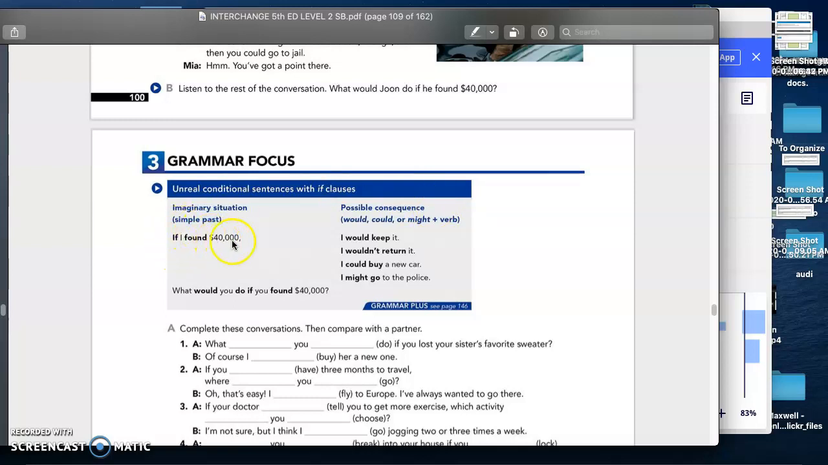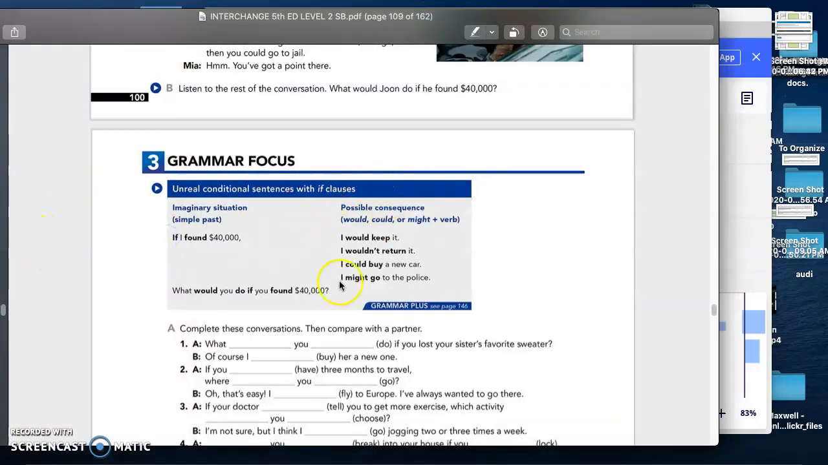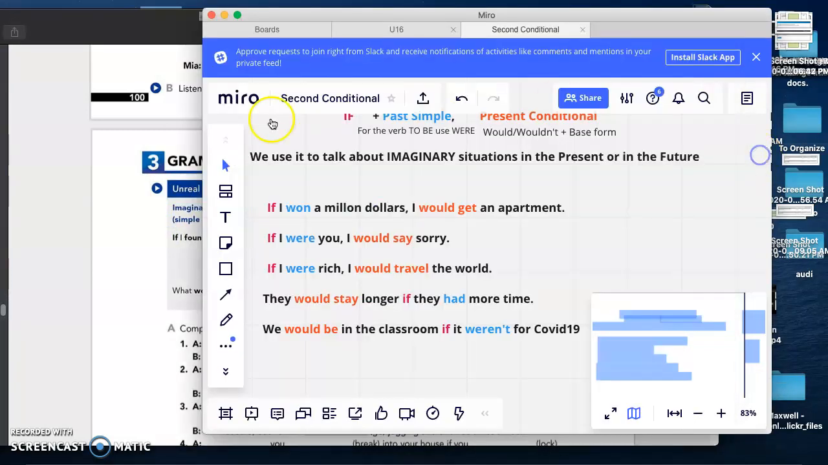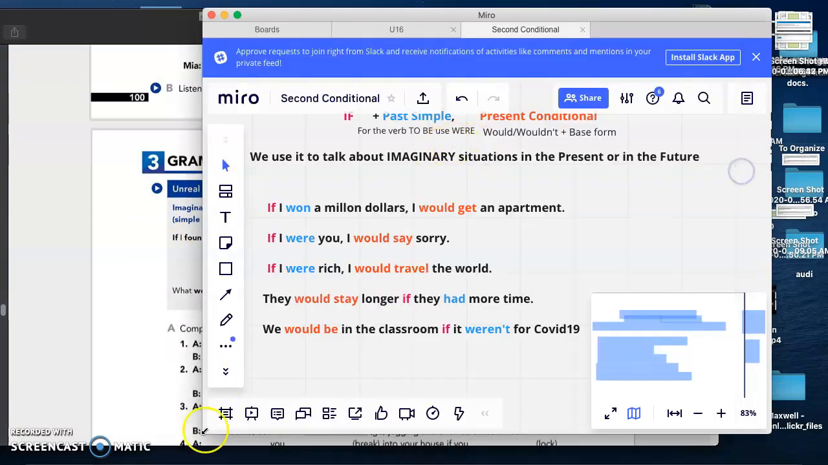So if I found $40,000, I would keep it. If I found $40,000, I wouldn't return it. If I found $40,000, I could buy a new car. If I found $40,000, I might go to the police. So again, we are using these modal verbs plus the base form of the verb, which is called present conditional, to talk about the possible consequence. And then we are using the simple past and if to talk about the imaginary situation.